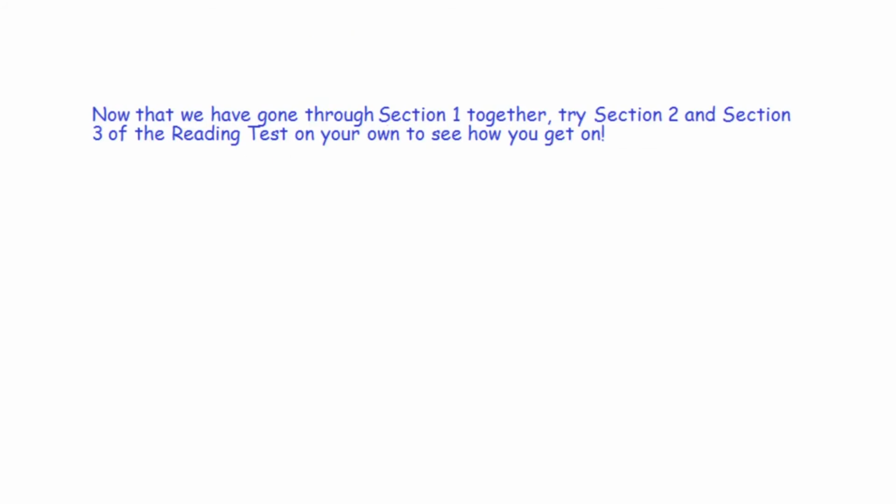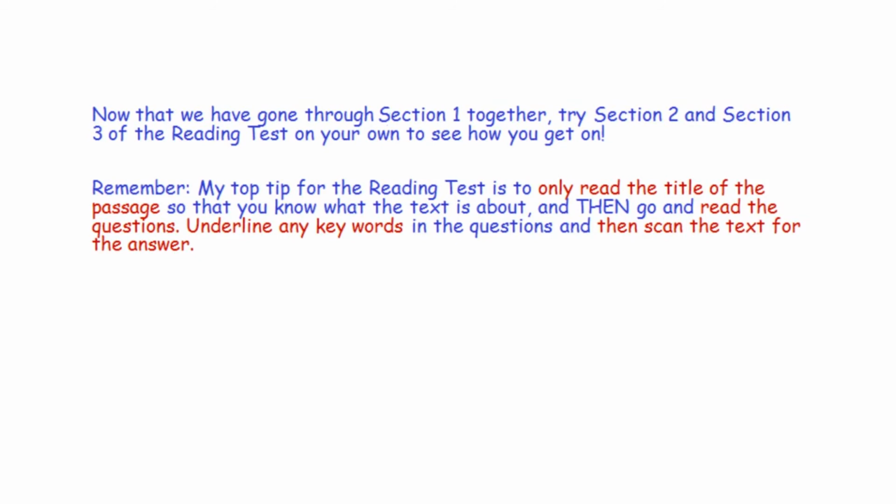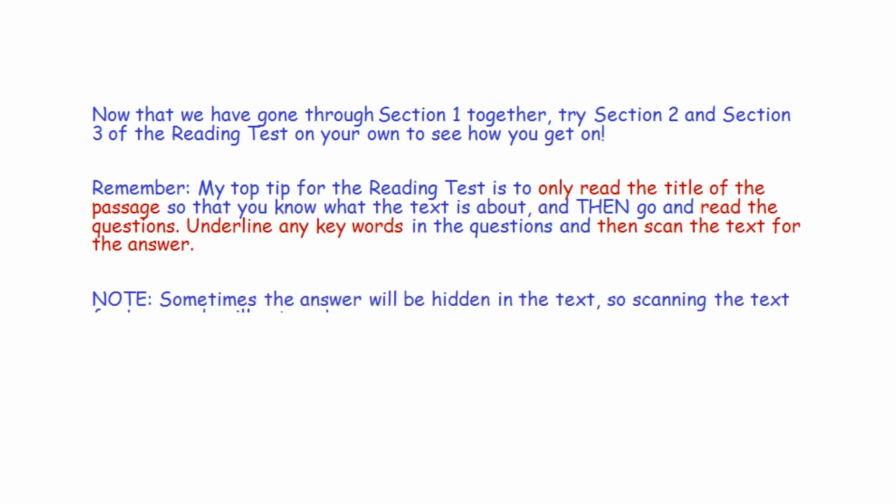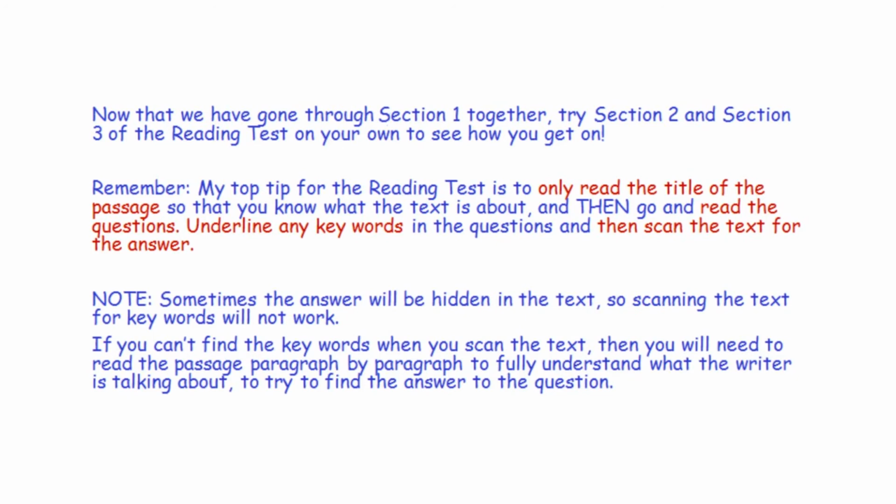Now that we've gone through section 1 together, try section 2 and section 3 of the reading test on your own to see how you get on. Remember, my top tip for the reading test is to only read the title of the passage so that you know what the text is about, and then go on and read the questions. Underline any keywords in the questions and then scan the text for the answer. Please note that sometimes the answer will be hidden in the text, so scanning the text for keywords will not work.